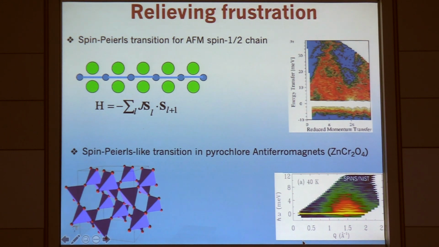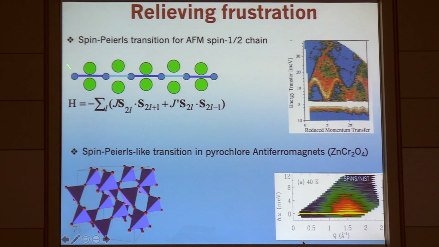So that represents a kind of frustration. That frustration is actually relieved when there's alternating dimerization that would occur. Then this pair becomes a stronger antiferromagnetic interaction, this one weaker, and now it's quite clear that this spin should form a singlet with the neighbor to the left, etc. So you've got these two degenerate singlet states that can form.